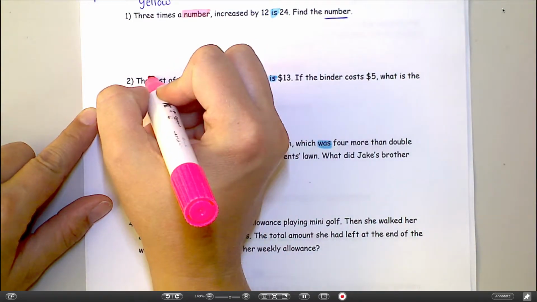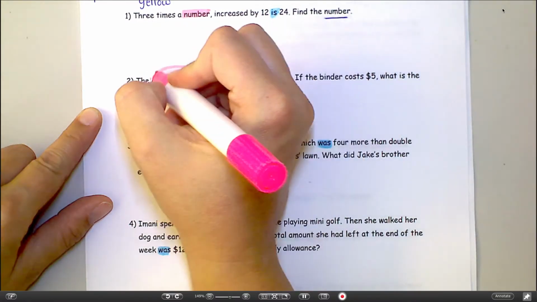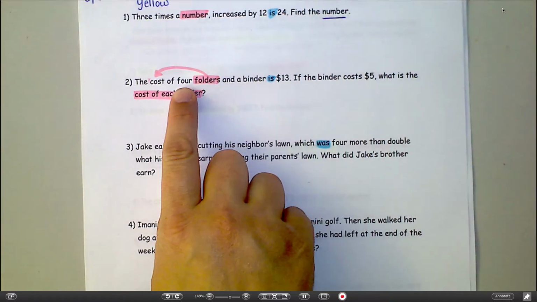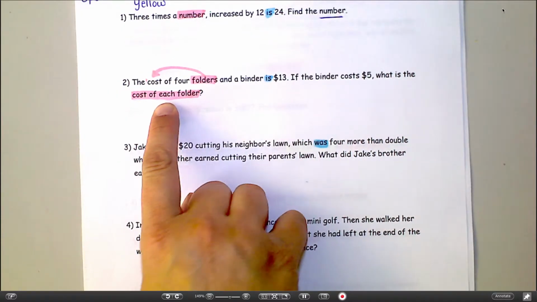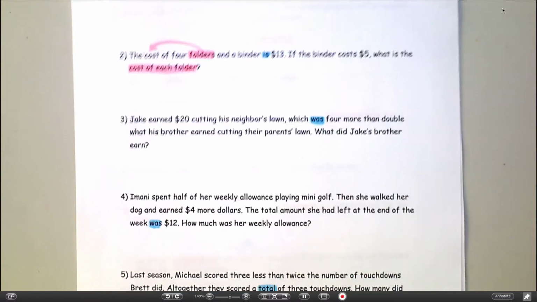So I guess I'm going to kind of do, well, okay, the folders, but we want the cost of each folder. Is what our variable is going to be. I don't want to highlight the 4 because I want the cost of each folder. I don't want the cost of the 4 folders. That'll make more sense once we're writing our equations.